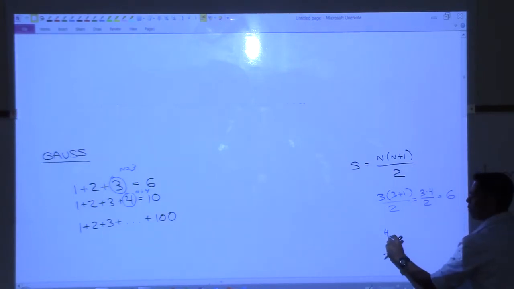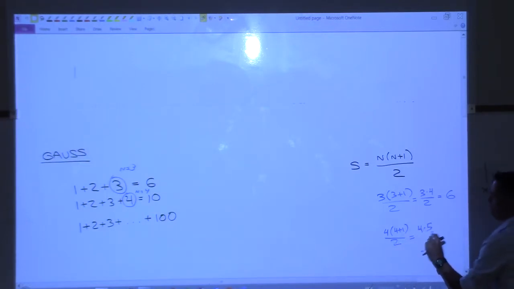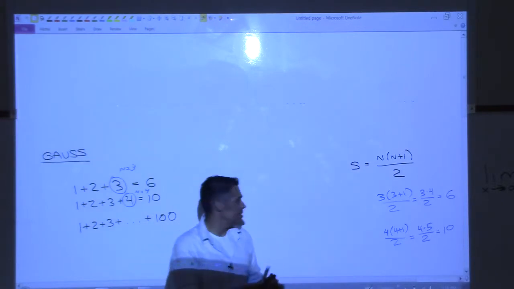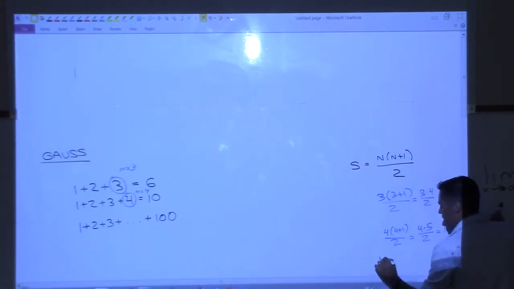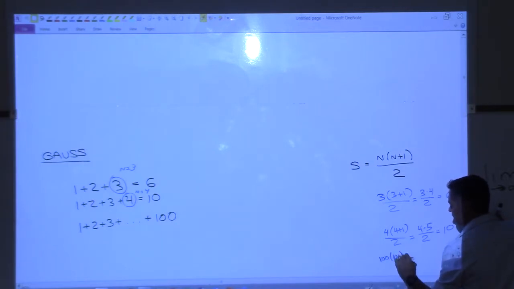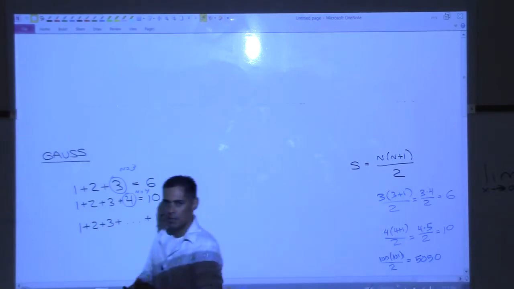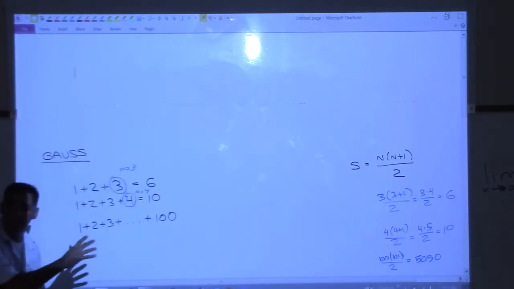Okay, the next one would be 4 times 4 plus 1 over 2. And that would be 4 times 5 over 2, which would be 10, right? Which matches the answer. And it works for every n. All right, so the answer to Gauss's teacher's question was 100 times 101 over 2. So you could say that's 50 times 101. So I think it's 5,050. Someone can check me on that, but I believe it's 5,050. Do you see how the formula works?